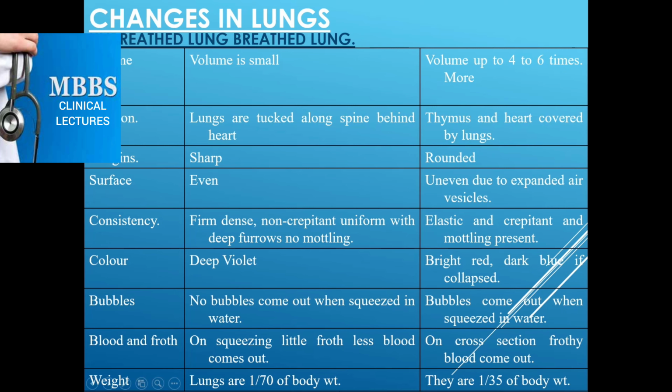And about the weight and volume of the lungs, there is a ratio. Before respiration, the ratio of the lungs to the whole body is 1:70, while after respiration it increases because of air to half, like it becomes 1:35 of the body weight.